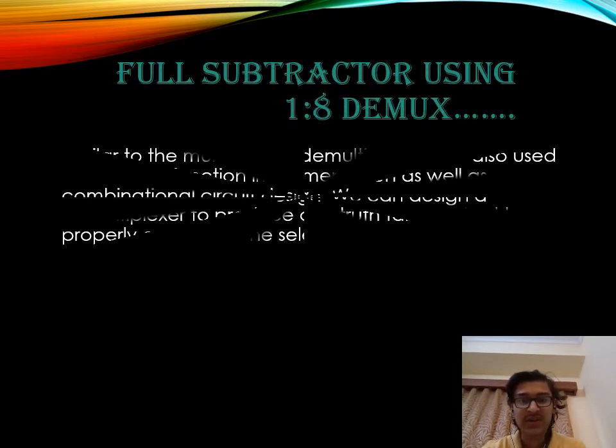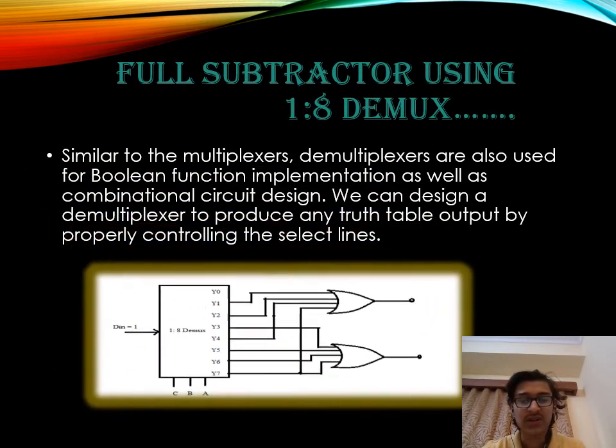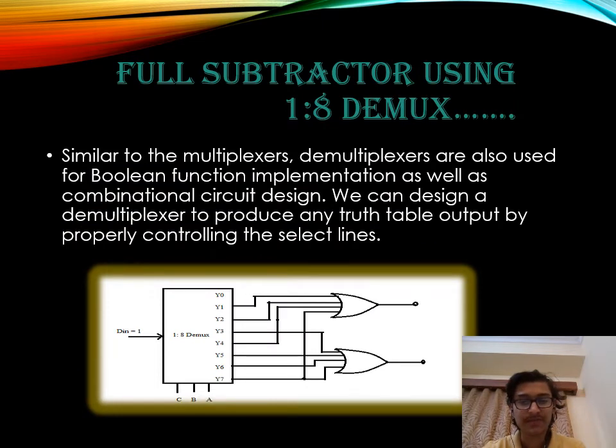So now I am going to explain the full subtractor using a 1:8 demux. This is one of the most important applications of the demultiplexer. Similar to multiplexers, demultiplexers are also used for Boolean function implementation as well as combinational circuit design. We can design a demultiplexer to produce any truth table output by properly controlling the select lines. So these are the select lines.